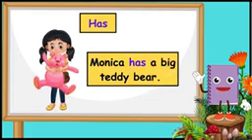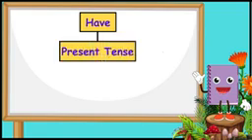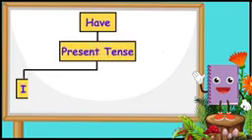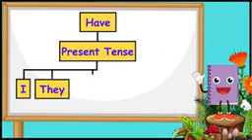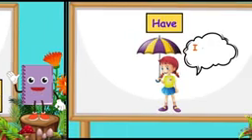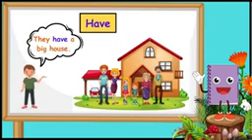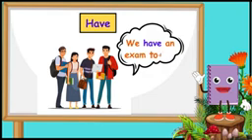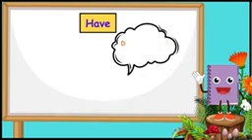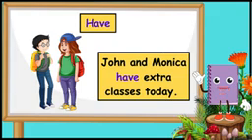Now, let's understand how to use the verb have. We use the verb have when the sentence is in present tense and the pronouns used are I, they, we, you, or plural nouns or pronouns. Let's take a look at a few examples of this. I have an umbrella. They have a big house. We have an exam today. Do you have a pen? John and Monica have extra classes today.